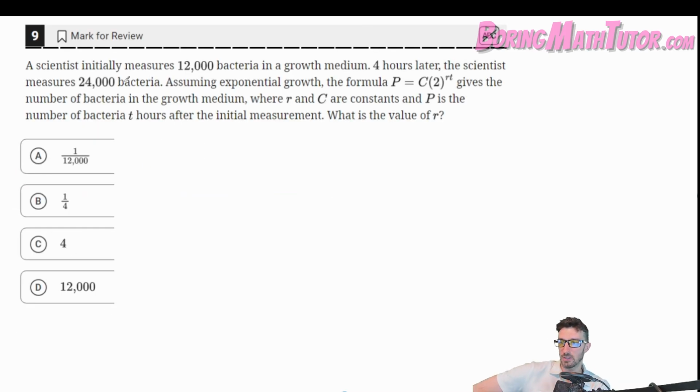Here we got a scientist that initially measures 12,000 bacteria in a growth medium. 4 hours later, the scientist measures 24,000. Assuming exponential growth, the formula P equals C times 2 to the RT gives the number of bacteria in the growth medium, where R and C are constants and P is the number of bacteria T hours after the initial measurement. What's the value of R?